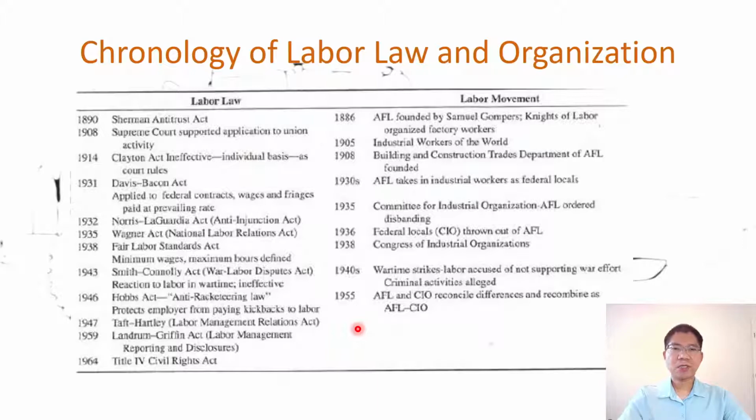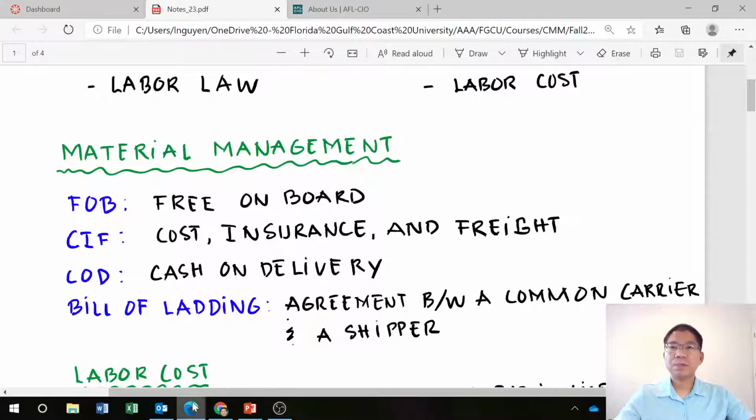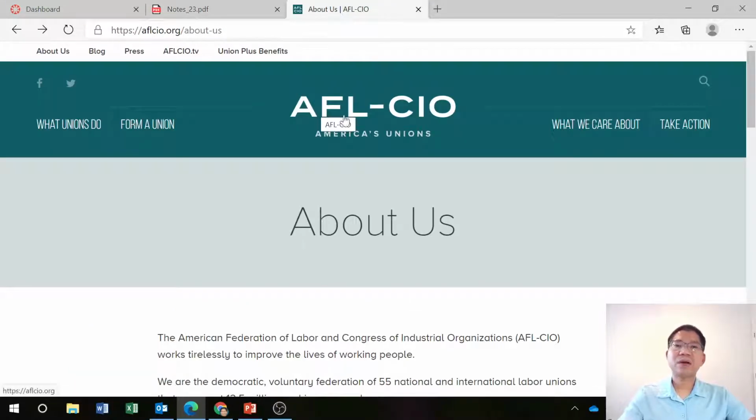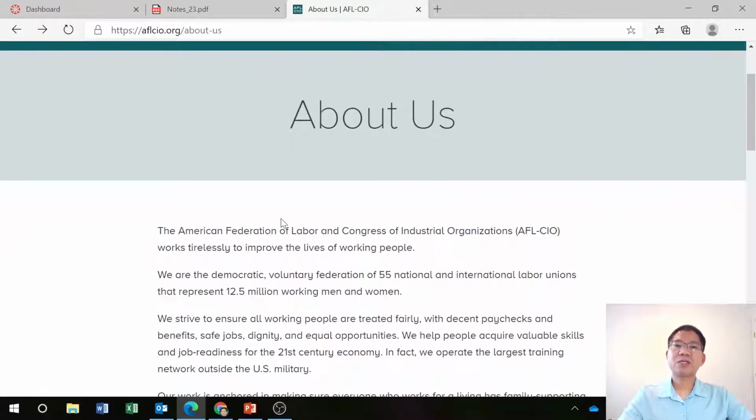But currently, I just want to show you that for unions, there is one organization that oversees all of the unions throughout the US, which we call AFL-CIO. What is that? AFL, American Federation of Labor, and CIO means Congress of Industrial Organizations. So with that, I want to go to the website to show you some information. So that is AFL-CIO, the American Federation of Labor and Congress of Industrial Organizations.